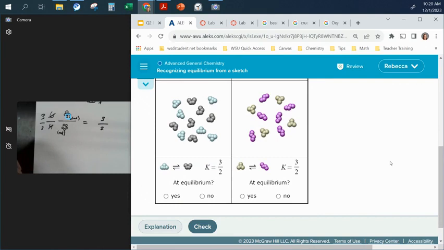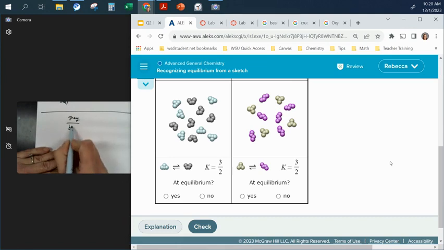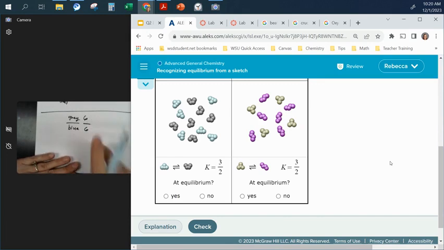I'm going to do these last two. I'm not going to draw them. I'm going to say the gray one is on the top. The blue one is on the bottom because I have my products over my reactants. I have how many gray ones? 1, 2, 3, 4, 5, 6. I have 6 grays over 1, 2, 3, 4, 5, 6 blues. So right now the reaction constant is 1. To be at equilibrium it has to be 3 over 2. So this one would be not at equilibrium. Does that make sense? Okay.